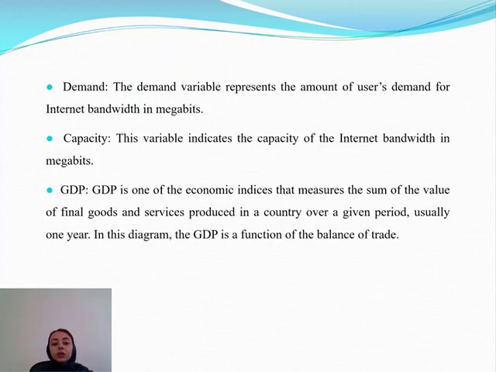The second variable that we want to look at is demand. The demand variable represents the number of users that demand internet bandwidth, and its unit is megabits. Capacity indicates the capacity of internet bandwidth, and the unit of this variable is megabits. And GDP. GDP indicates the measure of the sum of the value of final goods and services produced in the country over a period of time, usually 1 year.